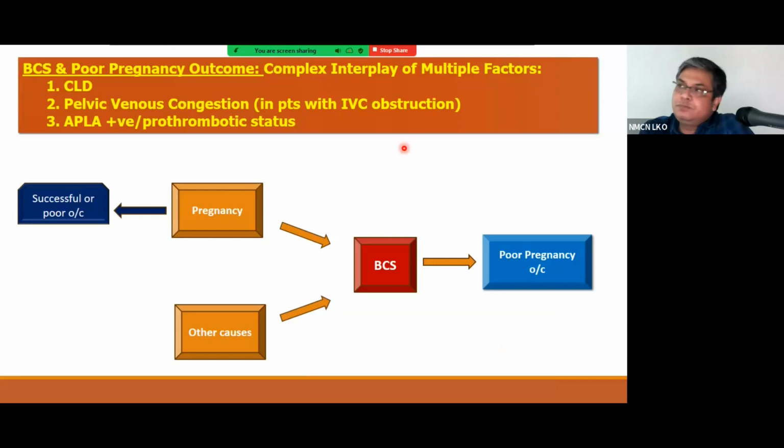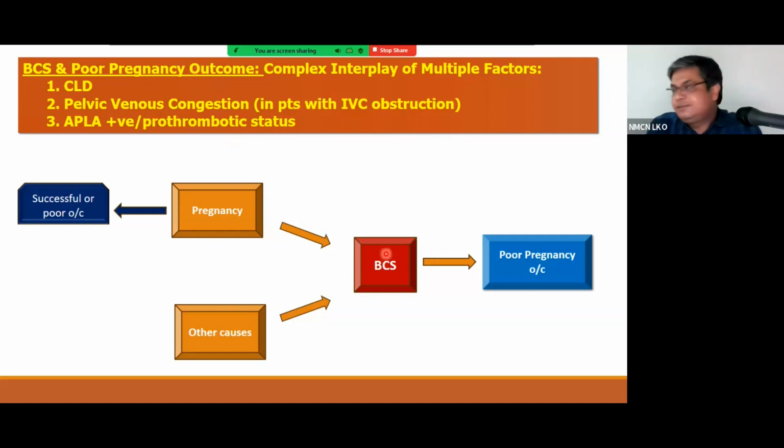So in this group of patients, poor pregnancy outcome results from a complex interplay of multiple factors, CLD itself being one factor, which leads to metabolic and hormonal disturbances. Other is pelvic venous congestion in patients with IVC obstruction, and then post-thrombotic status. All these factors can act independently or synergistically, leading to poor pregnancy outcome.